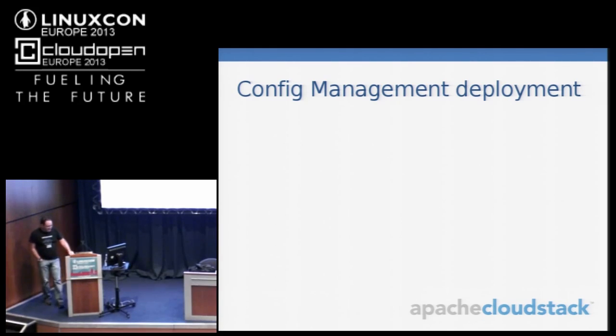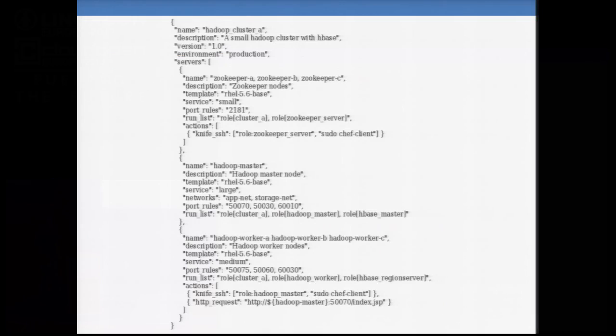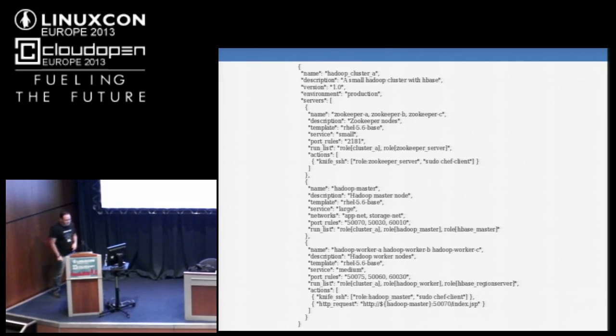And I'll show you my favorite tool. And I apologize for this being so small. I just didn't know how to get everything in there easily otherwise. I really should have done some highlighting here. So up here we have the name. This is a Hadoop cluster definition. This is for a tool called Knife CloudStack.